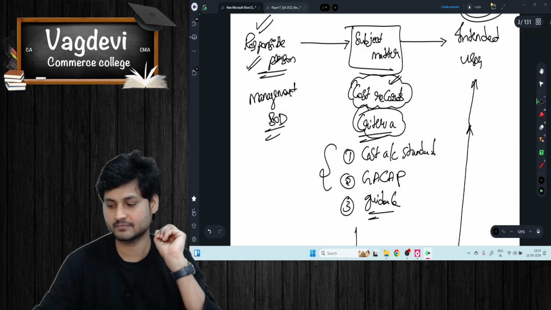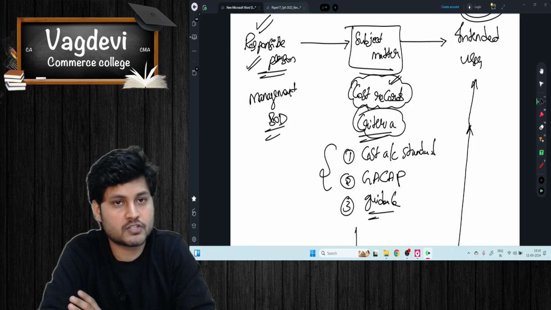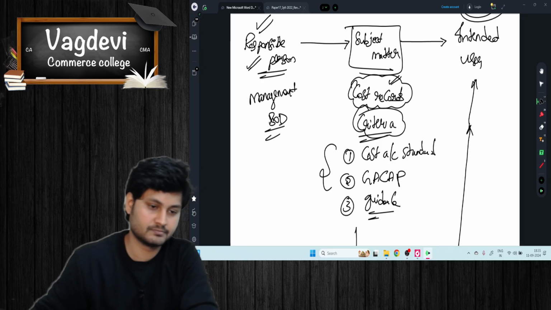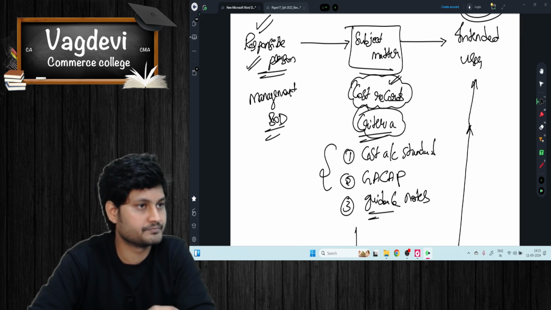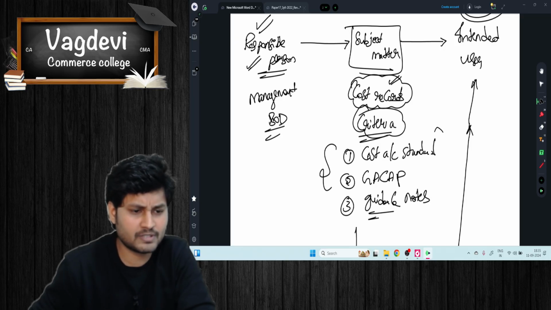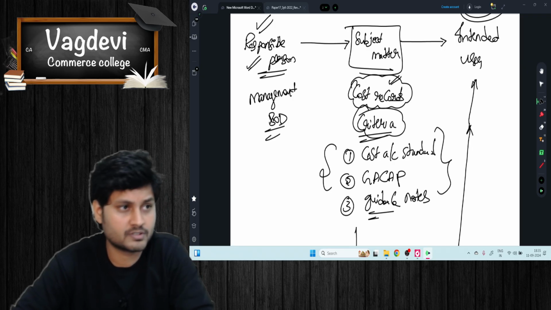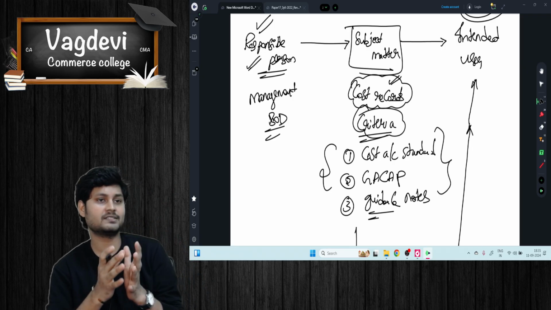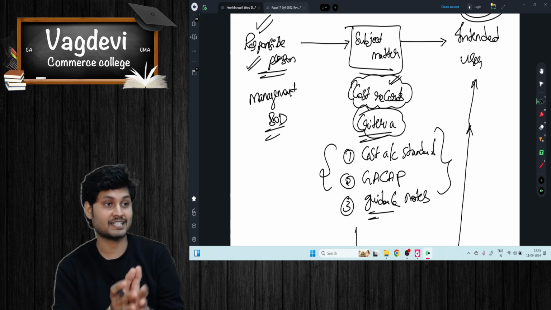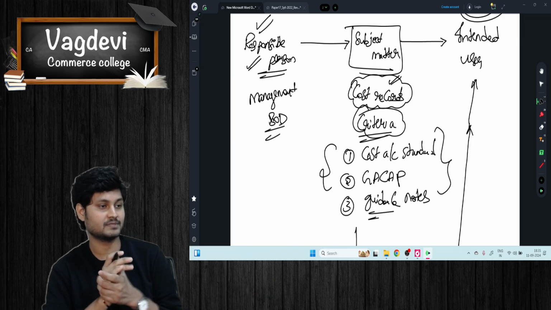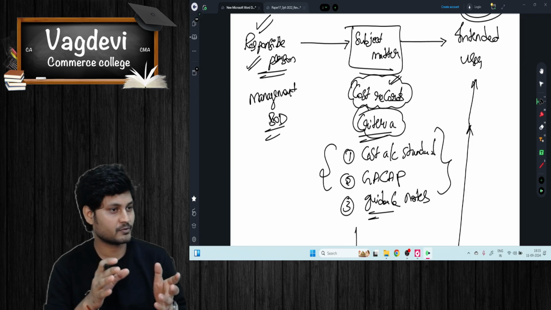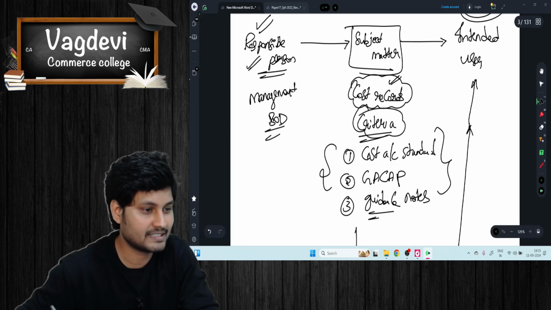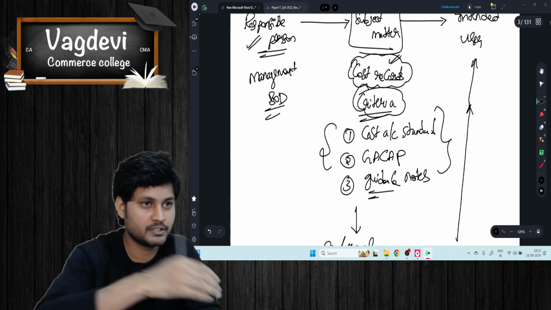GAAP, what is that? Generally accepted cost accounting principles. This is not guidance, it is guidance notes. All these things, cost accounting standards, GAAP and guidance notes, act as a guide for the responsible persons to prepare the financial statements. Cost records. Financial statements is for CA. I'm just talking about cost records. So it takes some time for me to fully convert into cost audit.